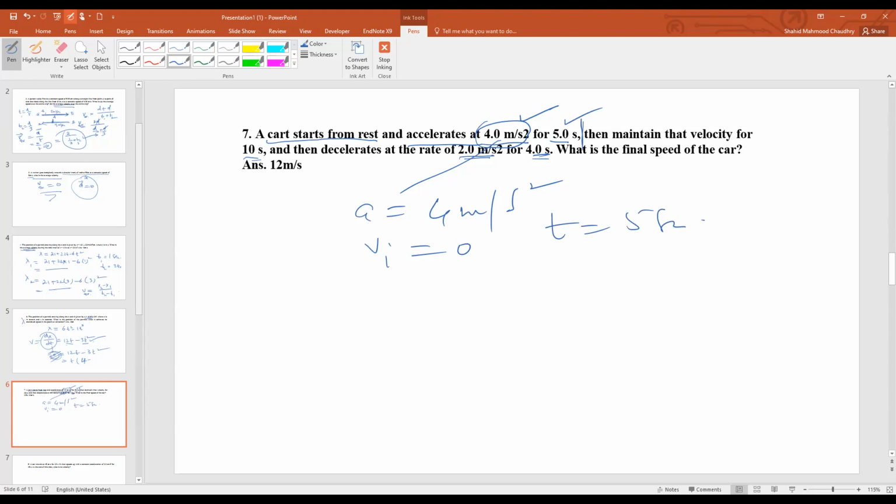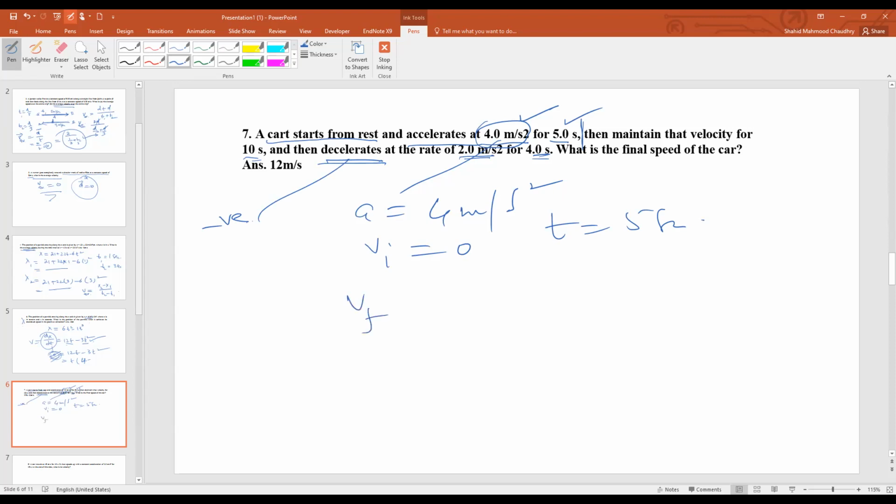Okay. So then it maintains that velocity for 10 seconds and then decelerates. Decelerate means its acceleration is negative. Deceleration means negative acceleration, at the rate of this one for 4 seconds. What is the final speed of the car? So you just find the final speed.